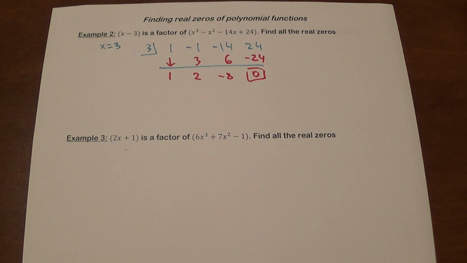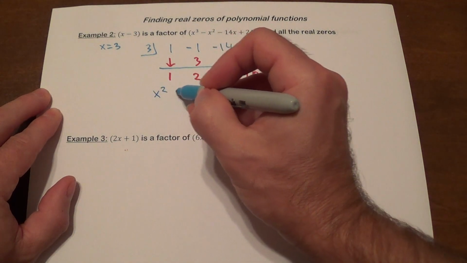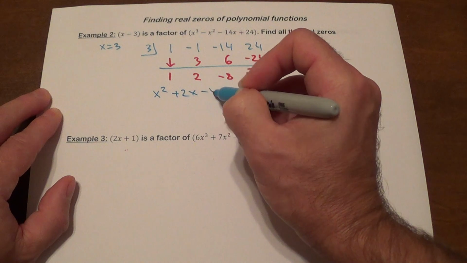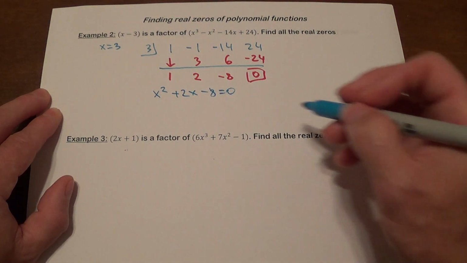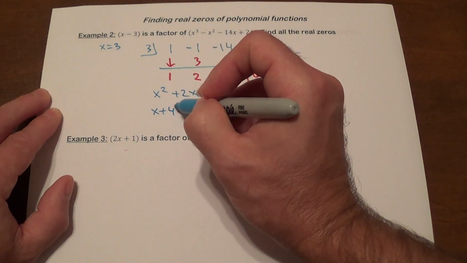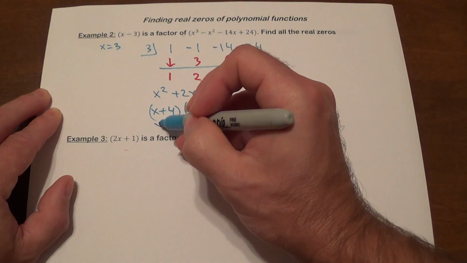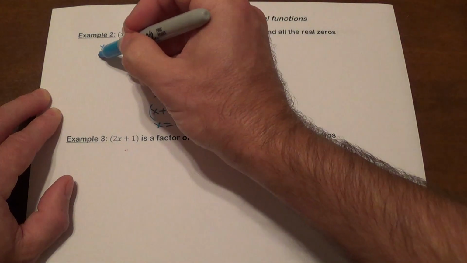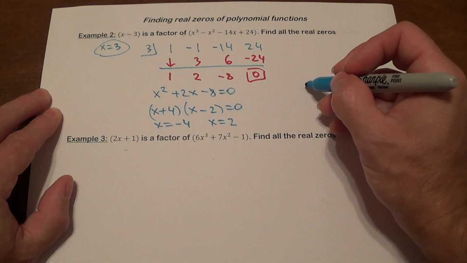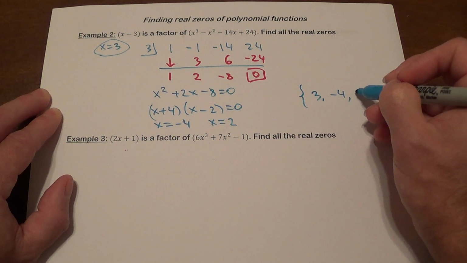And now we have to find any remaining real zeros. This is 1x squared plus 2x minus 8 equals 0. This one can also be factored: x plus 4 times x minus 2 equals 0, which gives us x equals -4 and x equals 2. And we have this solution here, don't forget that one. We can write the solution set as 3, -4, and 2.